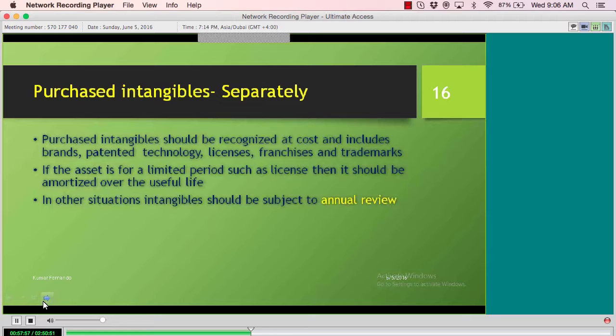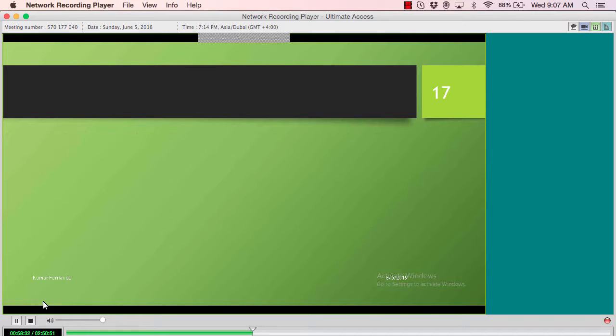It should be subject to annual review. That is where you don't have a finite life period. That is where you don't have a limited life period or life period is not defined. Every year, you have to do an impairment review and see whether it is dropping. In that case, provide. But you can't put it up. So originally you bought it for 20 million, whatever, and it has an infinite life period. If it has gone up to 25, you can't put it up. But if it comes down to 18, you must immediately write off the 2 million.